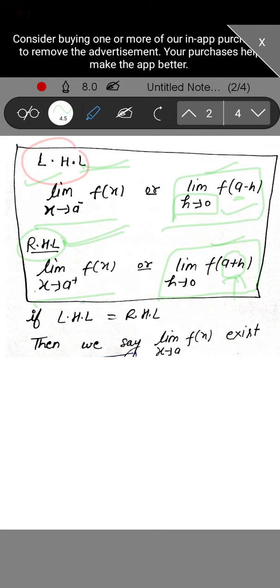Now, only in the case when our left and right hand limits are equal does the limit of the function exist. Okay. We will later discuss some examples, some functions for which the limit does not exist. I will explain, and in that case you will observe that these two are not equal. So let's move to that.